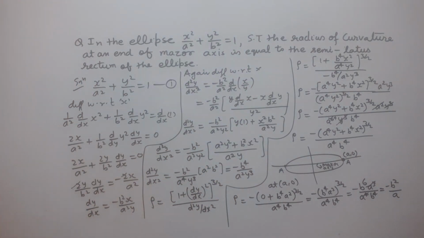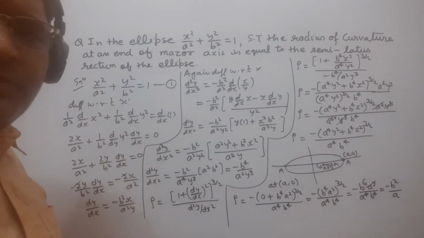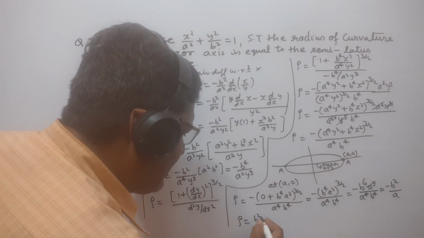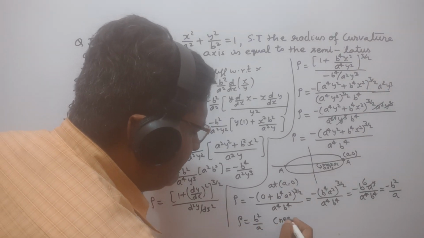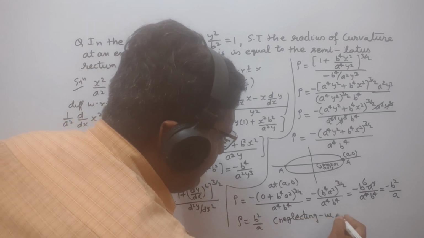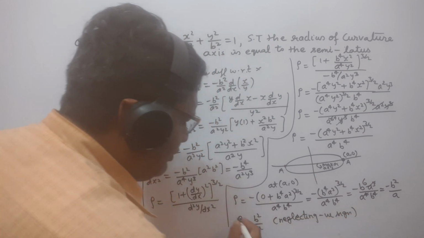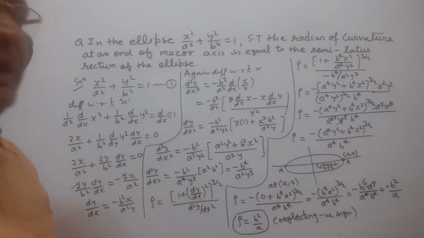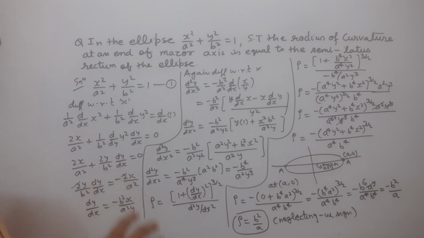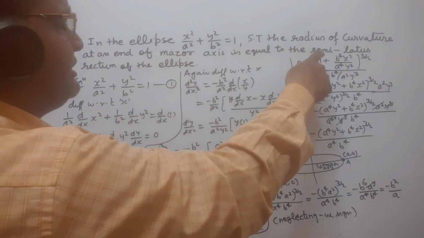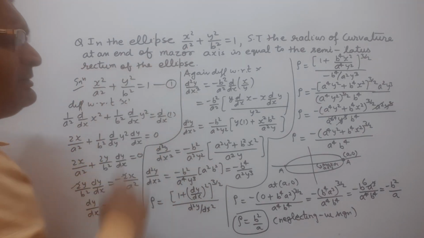So we know that radius of curvature cannot be negative, so the radius of curvature is b square upon a, neglecting the negative sign here. So rho is equal to b square upon a. And here we have to show that radius of curvature at an end of major axis is equal to the semi-latus rectum of the ellipse.